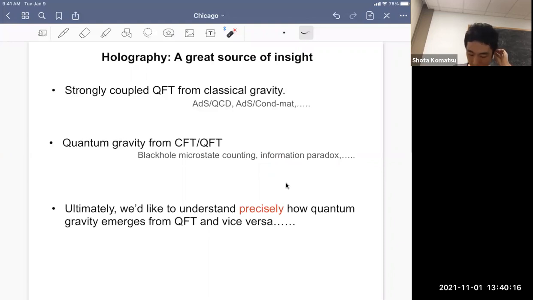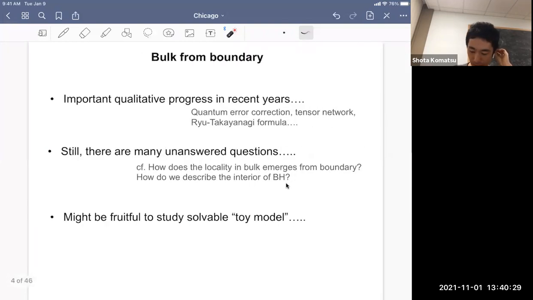However, I should say that there has been remarkable progress, but ultimately we'd really like to understand precisely how quantum gravity emerges from quantum field theory or vice versa. One particular question one might want to answer in this context is how to see the bulk from the boundary. Of course, there has been various important progress, especially in recent years, using ideas from quantum information, such as quantum error correction, tensor networks, or the Ryu-Takayanagi formula, which explicitly relates the entanglement entropy on the boundary theory to the area of a surface in the bulk. But still, I should say there are many unanswered questions.